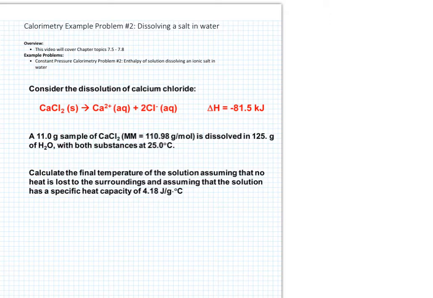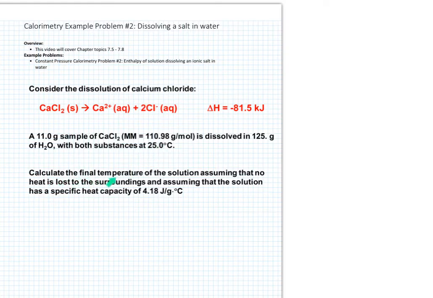So here's the problem, and this is a pretty typical problem. We have an 11-gram sample of calcium chloride. The molar mass is 110.98 grams per mole. So this is not a mole. It's about 1/10 of a mole, significantly less than a mole. So we're not going to get 81 kilojoules. We're going to get about 1/10 of that. It's dissolved in 125 grams of water. Both substances are at 25 degrees C.